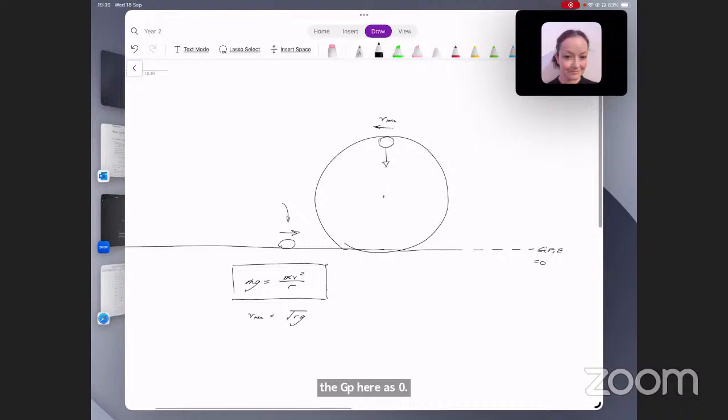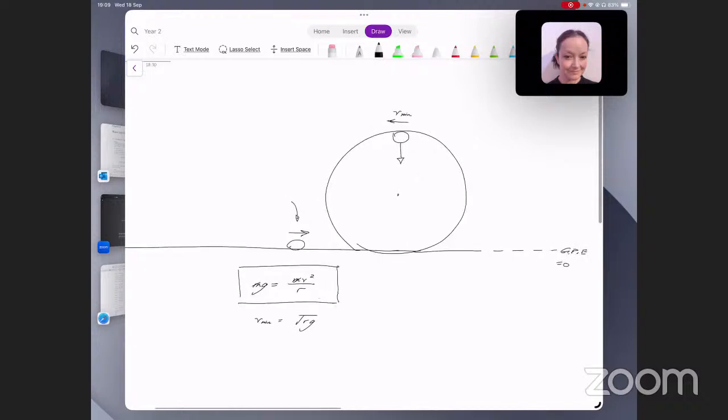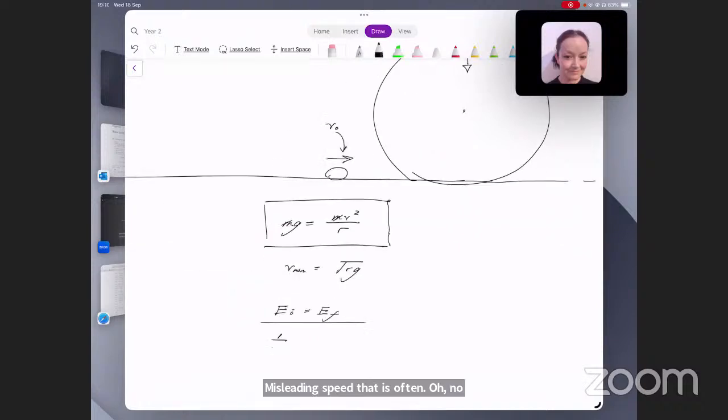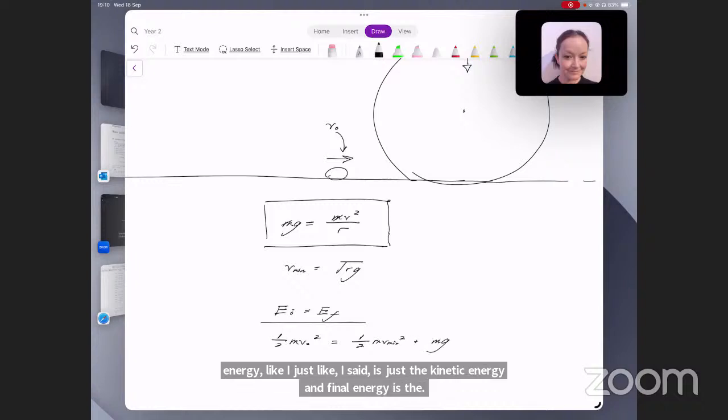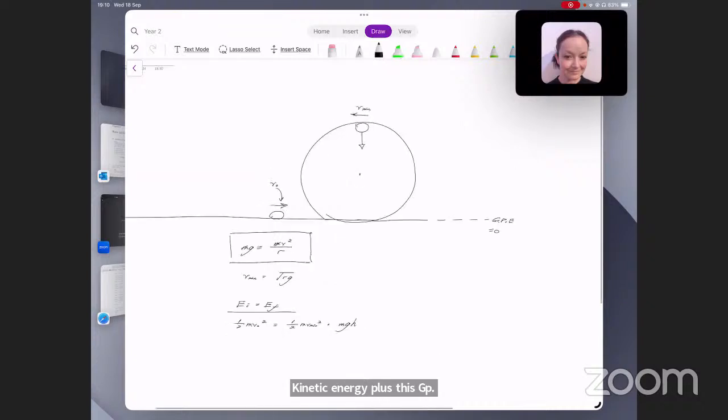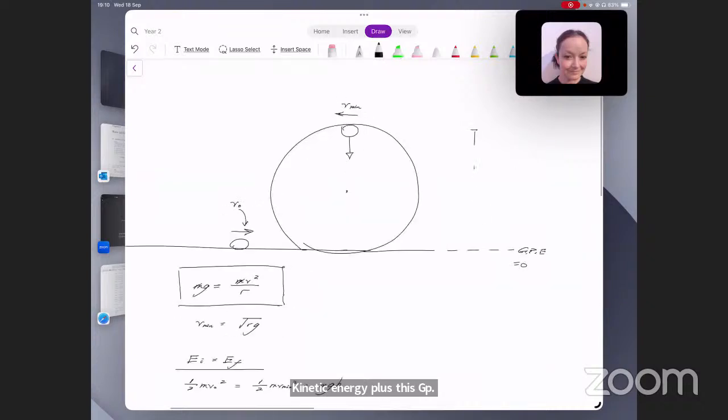So yeah, for the misleading speed that needs to be, the initial energy, like I said, is just the kinetic energy, and the final energy is the kinetic energy plus this GPE. I labeled H here, so H is just this height, and you can see that because the loop is a circle, this H would be equal to 2R.